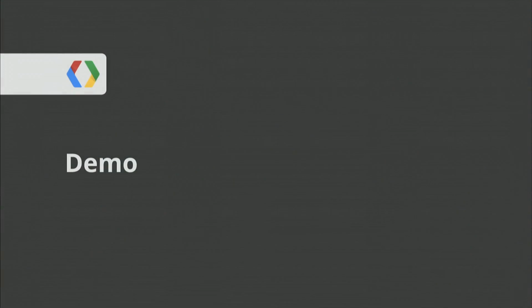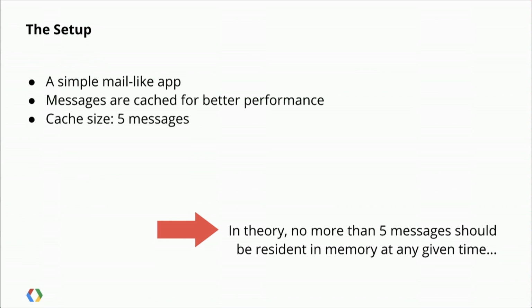OK, so I know it's hard to tell from screenshots, so you probably want to see a demo. We wrote a simple mail-like app, since we're talking about Gmail here. In Gmail, we cache messages for better performance. So in this little demo, we have a cache of size 5. That means that, in theory, no more than 5 messages should be in memory at any given time. So let's take a look.